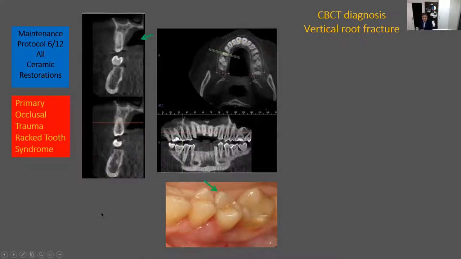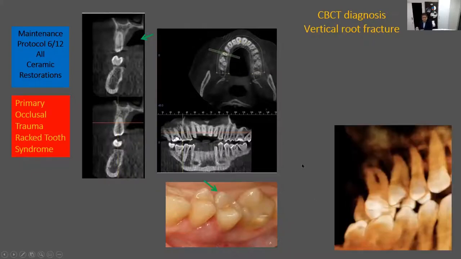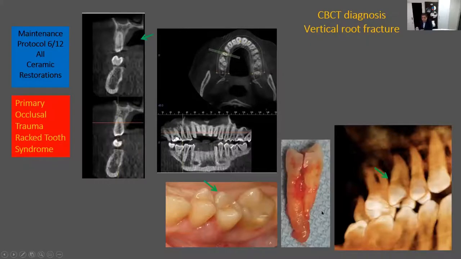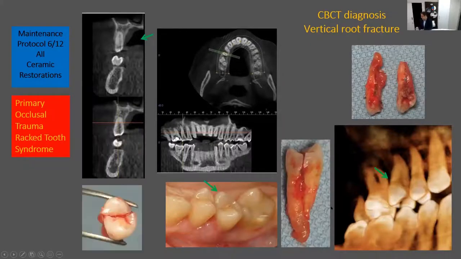All right. So having a cone beam CT is a great help. And if you don't have one, you can do it clinically, directly. But we'd like to have this concept where you can see the fracture here. And again, we have a whole fracture of the tooth.